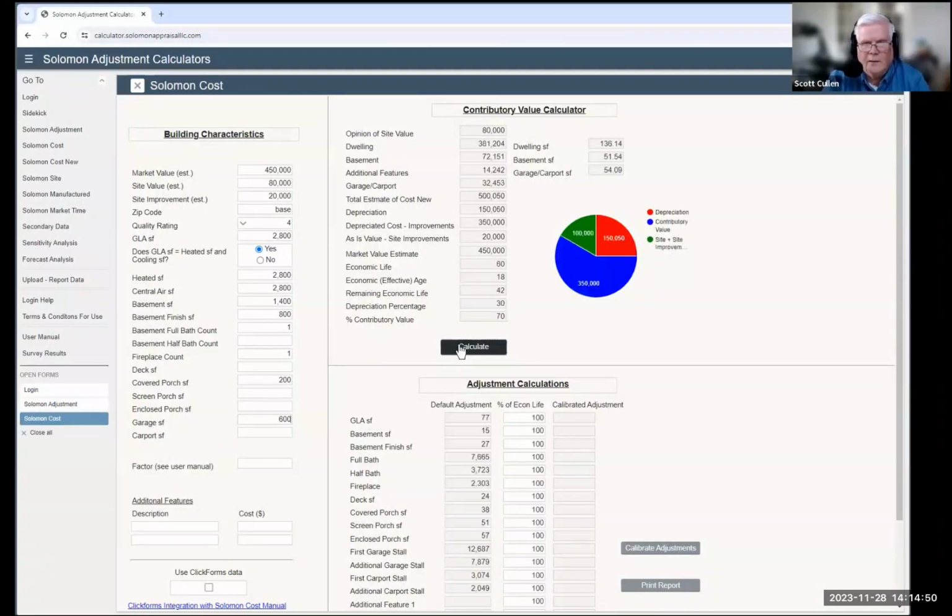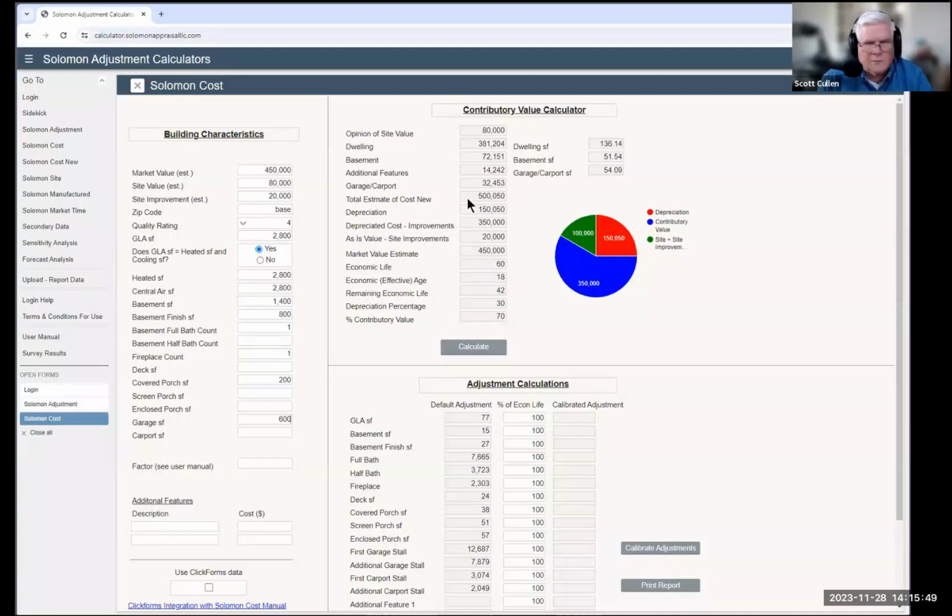When I click calculate, all of these areas that we've noted over here become total cost. The dwelling is 381,204. That's 2,800 square feet times the cost per foot. And you can see here that that's 136.14 that you could use on page 3 of the 1004. The basement is 51.54 per foot, totaling 72,152. The additional features refer to fireplace, deck, all the porch varieties, and that in this case is $14,242. The garage, 32,453, that's 54.09 per square foot. And when you total up all of these costs, you end up with a total estimate of cost new at $500,000.